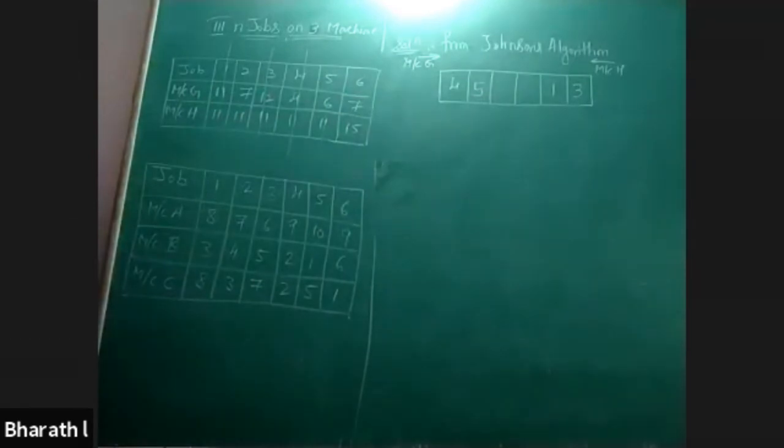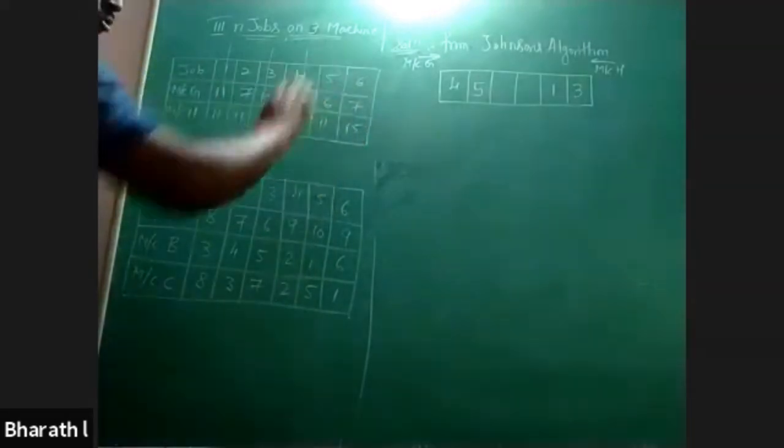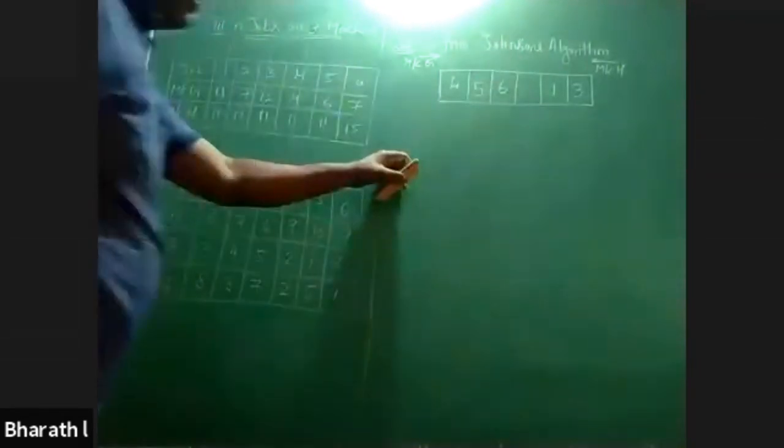The next we assign with respect to machine G. For machine G, we have 7. Here also you have 7. Then you check the other machine having the highest processing time. Highest processing time is 15. The respective job is 6. And hence here you write 6 and cancel. Then the left out job is 2. You locate 2 here and cancel.